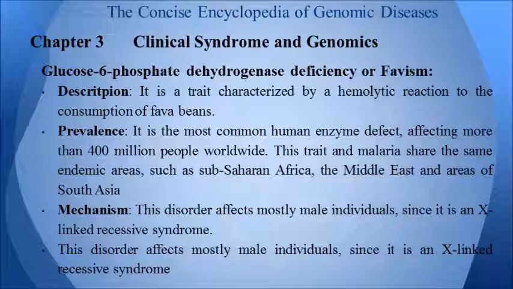Glucose-6-phosphate dehydrogenase deficiency is the most common enzyme defect, affecting more than 400 million people worldwide. This disorder affects mostly males since it is an X-linked recessive syndrome. This trait confers protection against malaria caused by Plasmodium falciparum. This trait and malaria also share the same endemic areas. Glucose-6-phosphate dehydrogenase deficiency is caused by X-linked recessive mutations in the G6PD gene, which encodes glucose-6-phosphate dehydrogenase. This gene is located on the subtelomeric long arm of the X chromosome on band Xq28.